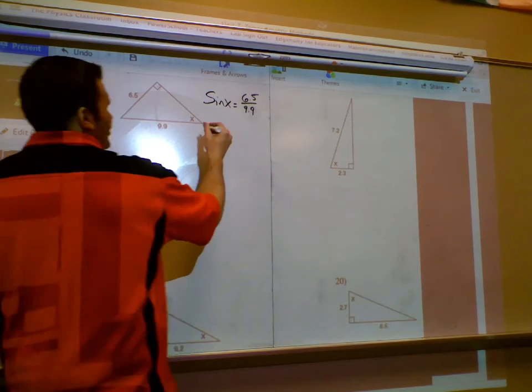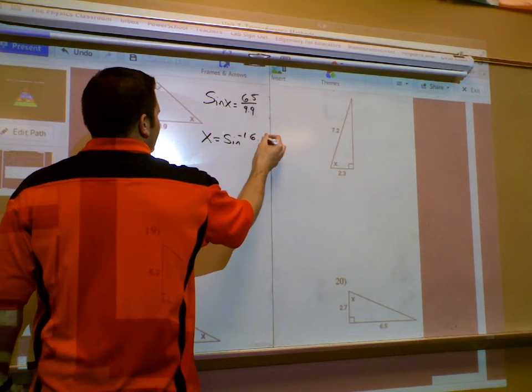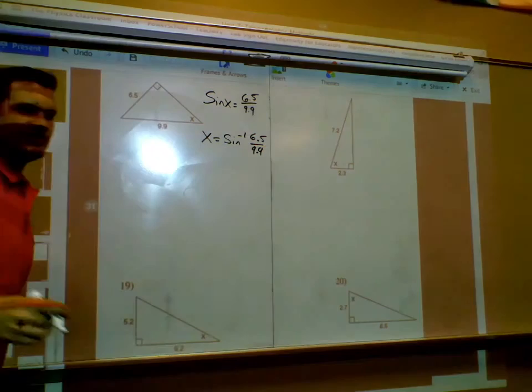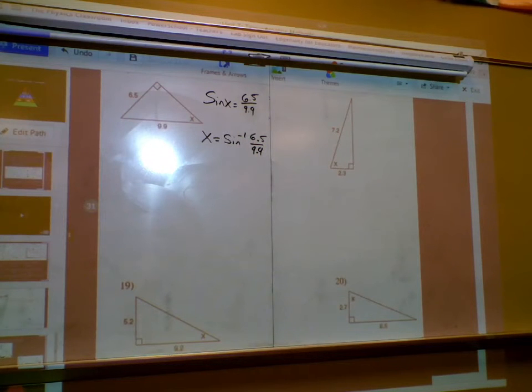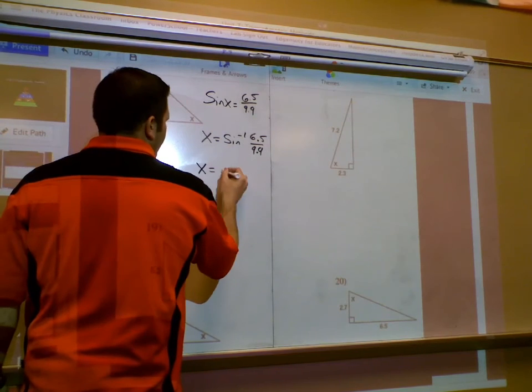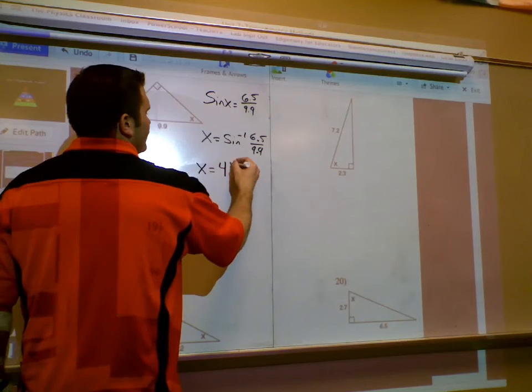Okay? So we do the inverse sine of our fraction, and what that gives us is the angle x. So in the calculator, second sine, 6.5 divided by 9.9. What do you get? 41.04. Make sure we're in degrees, right?